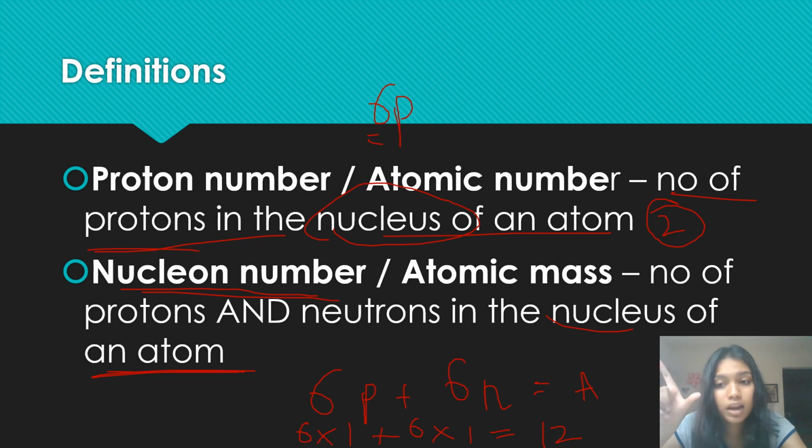Remember, atomic number is protons, just protons in the nucleus of an atom. Atomic mass is protons and neutrons in the nucleus of an atom. Very important definitions, that's why there's a separate slide for them.